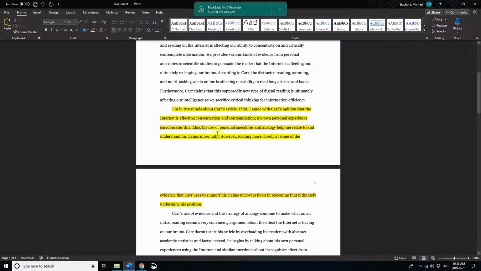So let me read out what my thesis statement to Carr's article is. I say, I'm in 2 minds about Carr's article. First, I agree with Carr's opinion that the internet is affecting concentration and contemplation.